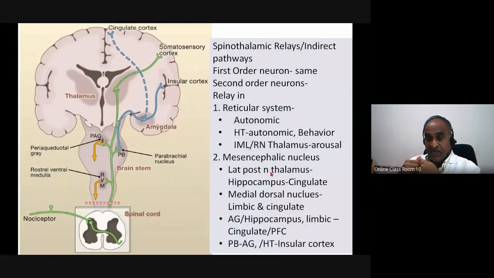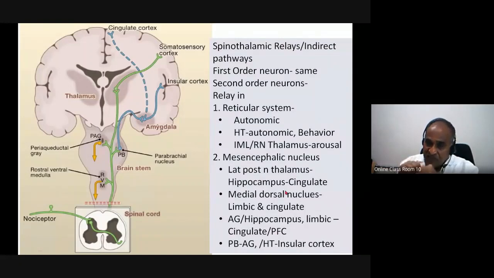The lateral posterior nucleus of thalamus is connected with some part of the medial, and then it is connected with the cingulate cortex, hippocampus and cingulate cortex. You can imagine that is for the behavior and the other aspects associated with the limbic system. Then we have the medial dorsal nucleus. Again, this is about emotional responses, emotional reactions. So these things are for emotional reactions.